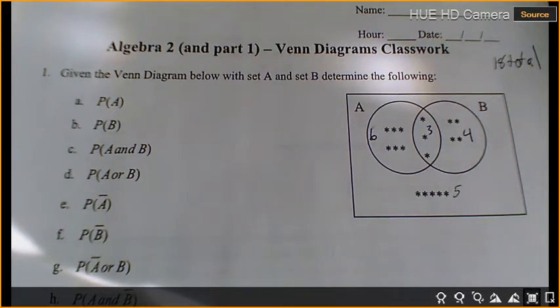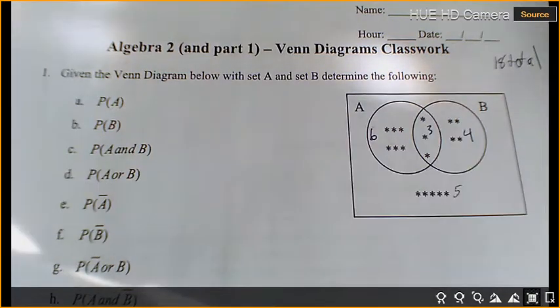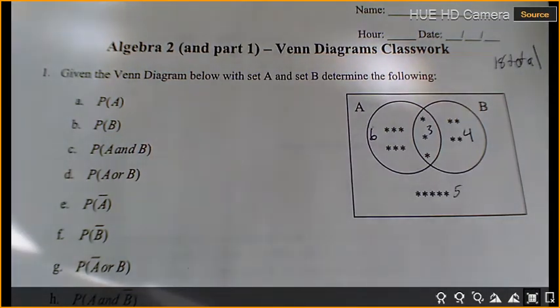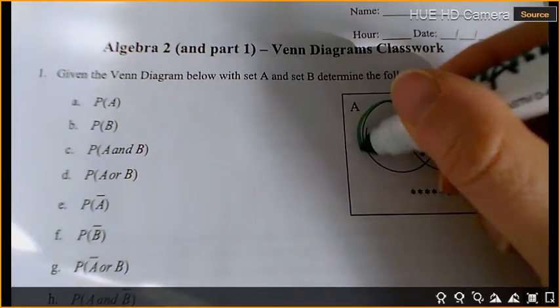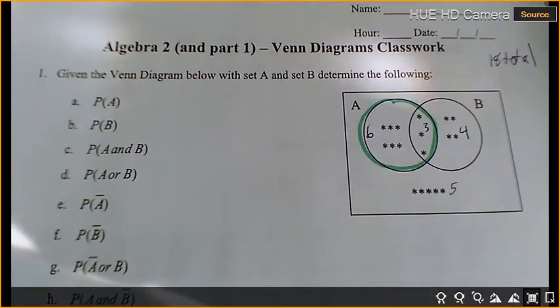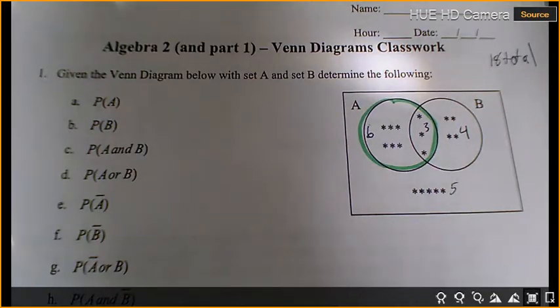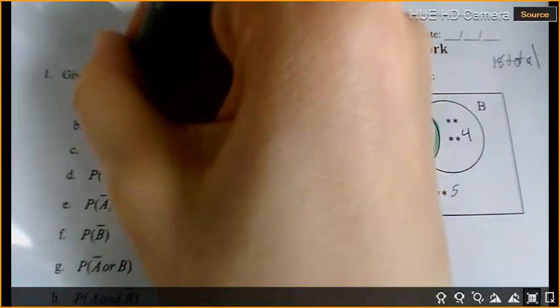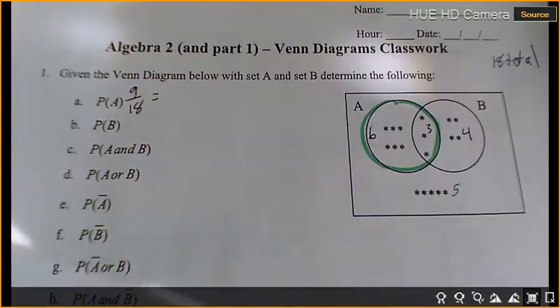So we're going to say the probability of A. Well, how many people are in A? So if I'm thinking of A as this area right here, it's this whole thing, right? So 9 out of 18, which is? What is 9 out of 18 reduced to? 1/2.